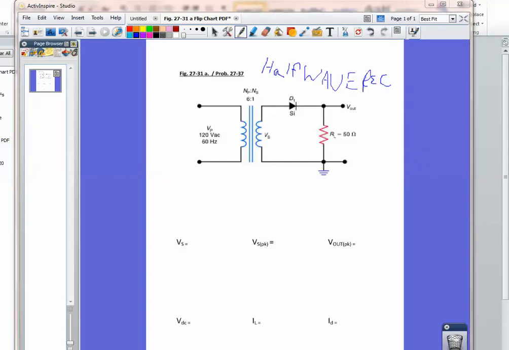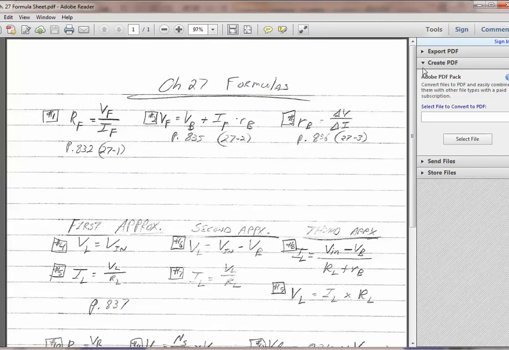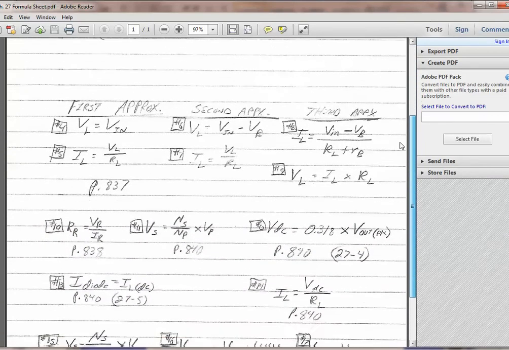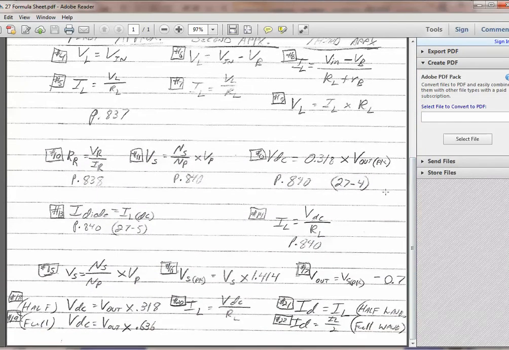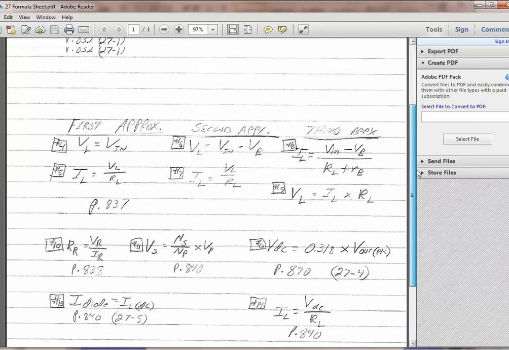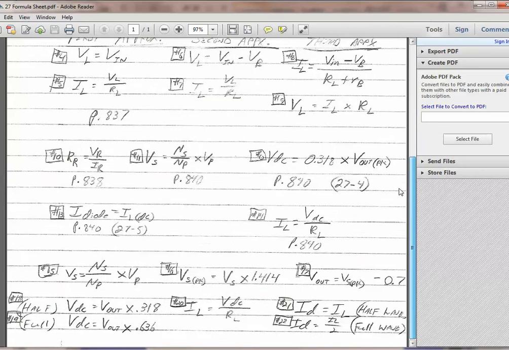Now there are several formulas involved in this chapter, and here you see some of those formulas. I am going to make another sheet which will not be handwritten, but for now I just want to make sure that you understand that there is a handwritten sheet of formulas that you do need to have. I will provide this for you for your homework and for quizzes or tests.